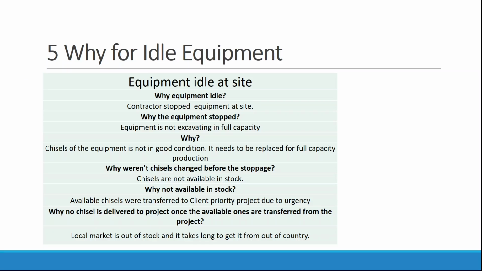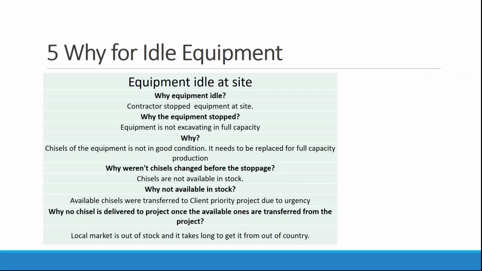5 why for idle equipment. Another 5 why example is for idle equipment at site. The surface reason that caused promise failure is equipment idle. But the question is, why the equipment is idle? This is our first why. The answer: because the contractor stopped equipment at site.